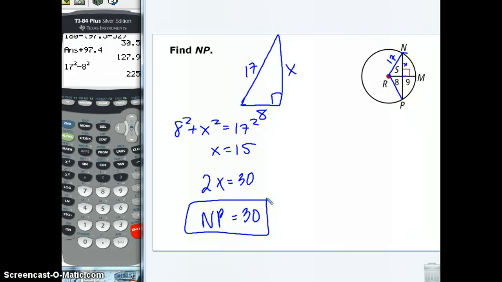So we've learned a lot today. We've learned about the chords and the arcs. Go through all of these theorems again. Make sure you write them nicely into your notes. But that's what we'll be doing in class. Thanks.